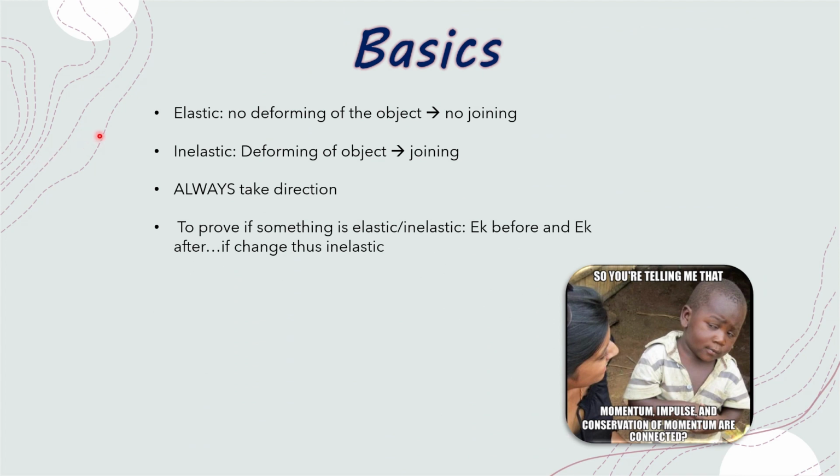An elastic collision is when there is no deforming of the object, meaning no joining. An inelastic collision is when there is deforming of the object, meaning the objects join. When doing impulse and momentum, you always have to take direction. And if you need to prove if something is inelastic or elastic, you need to use kinetic energy before and kinetic energy after. If there's a change, it's inelastic. If it is equal, it's elastic.